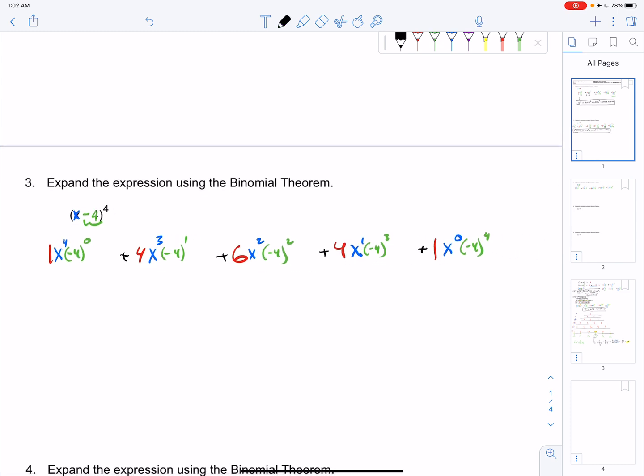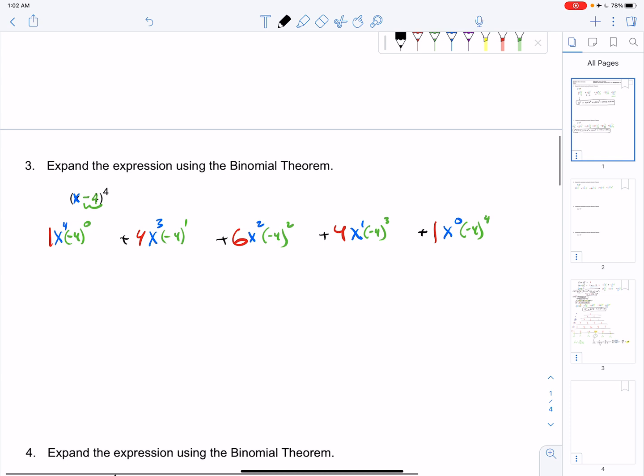Okay, I guess I had enough space. Now what I need to do, of course, is recognize that this is going to be just a 1. Also recognize that x to the 0 is just going to be a 1. So now I've got 1 times 1, so this first term is just x to the 4th. Here's where the negative comes into play. I've got a 4 times negative 4, which is minus 16, x to the 3rd.